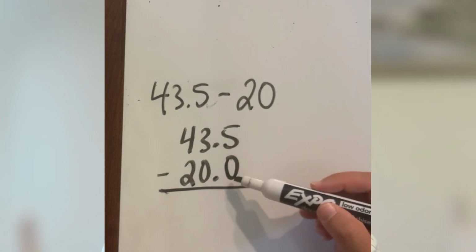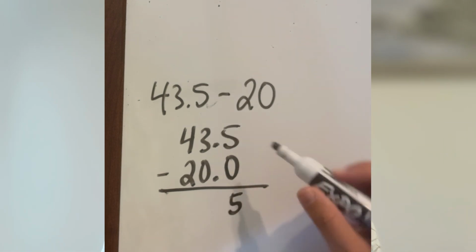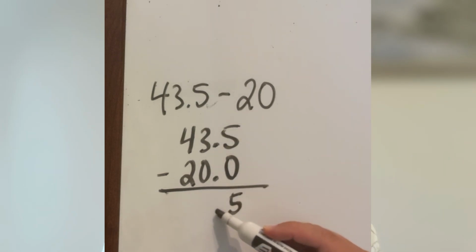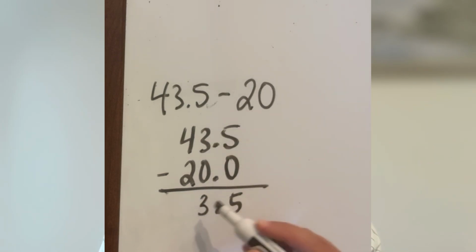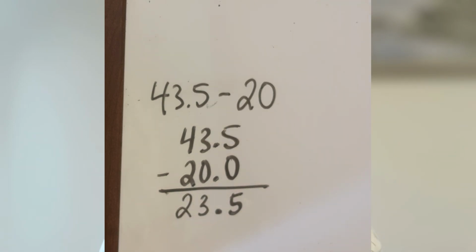So let's go through our subtraction. 5 minus 0 is going to be 5. Bring our decimal point down. 3 minus 0 is 3, and 4 minus 2 is going to be 2. So our answer will be 23.5.